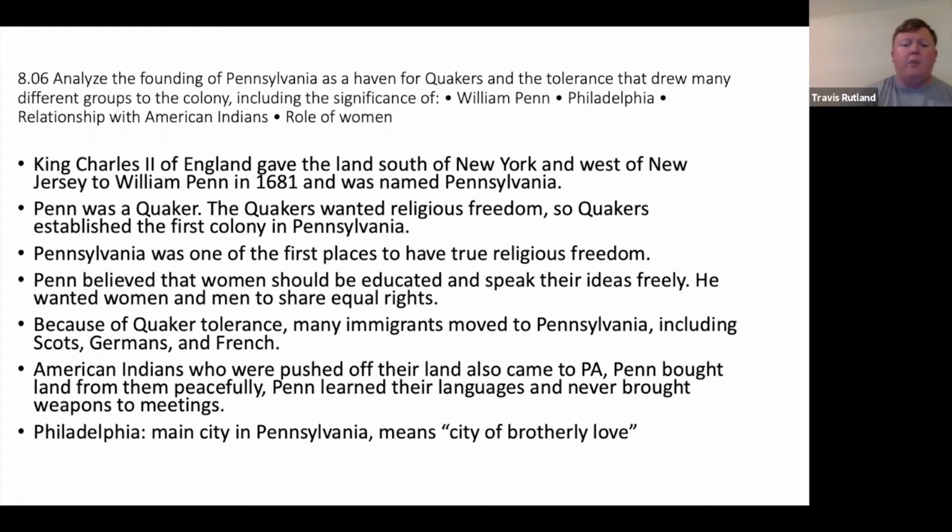Now, Penn believed that women should be educated and speak their ideas freely. He wanted women and men to share equal rights. So, because of Quaker tolerance, many immigrants moved to Pennsylvania, including Scots, Germans, and French.